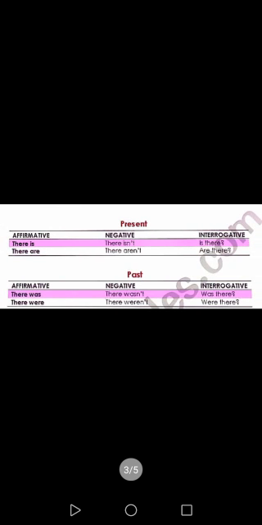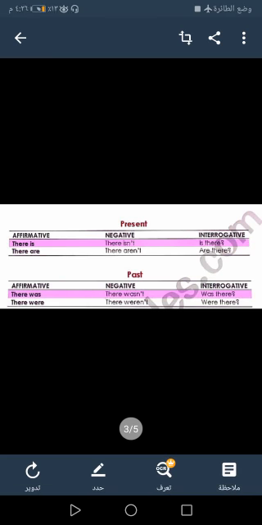For further clarification, at the top here, in this slide, present. At the bottom, past. In the present, we use in positive sentences there is or there are. There is plus singular, there are plus plural. In negative sentences, we use there isn't and there aren't. There isn't for singular, there aren't for plural noun. In questions, we use is there for singular and are there for plural.